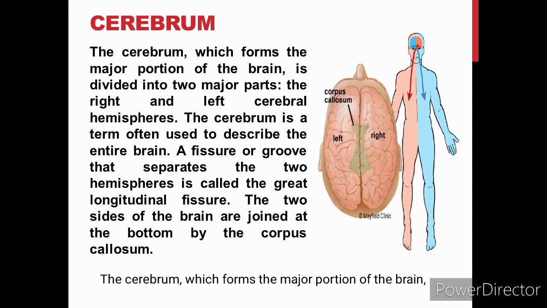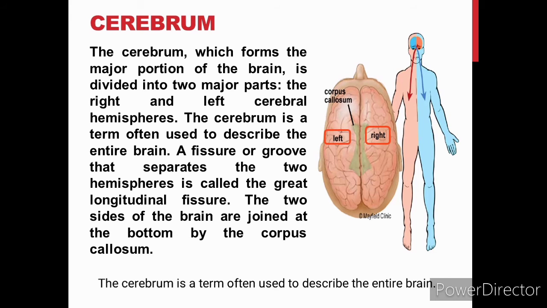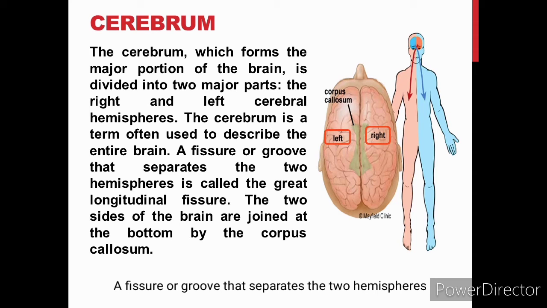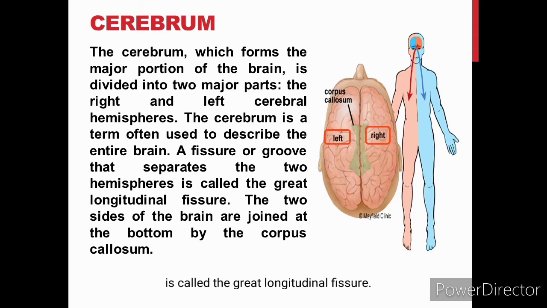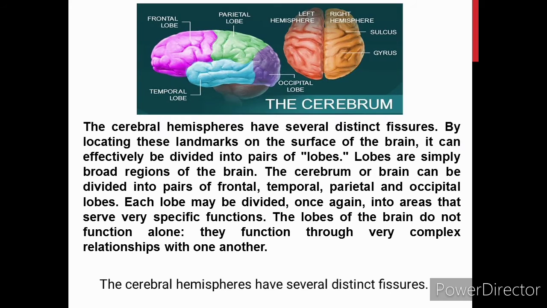The cerebrum, which forms the major portion of the brain, is divided into two major parts, the right and left cerebral hemispheres. The cerebrum is a term often used to describe the entire brain. A fissure or groove that separates the two hemispheres is called the great longitudinal fissure. The two sides of the brain are joined at the bottom by the corpus callosum. The cerebral hemispheres have several distinct fissures.